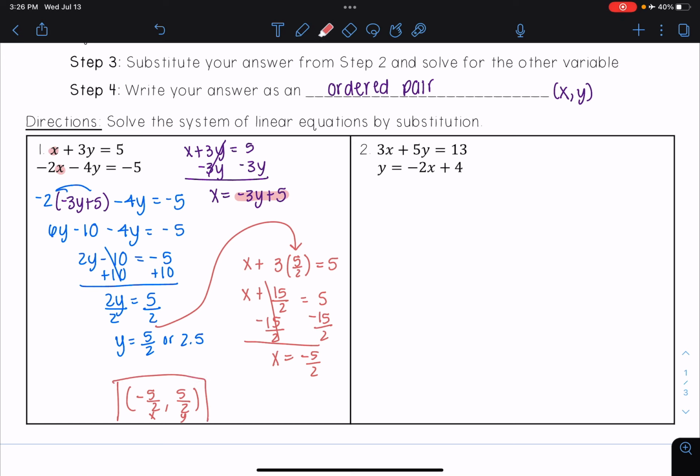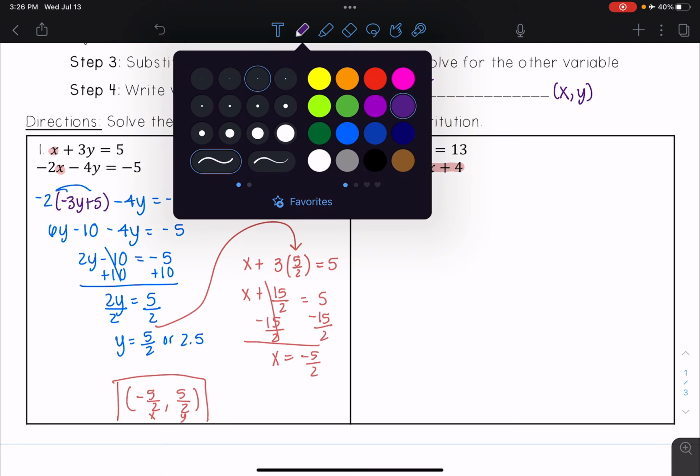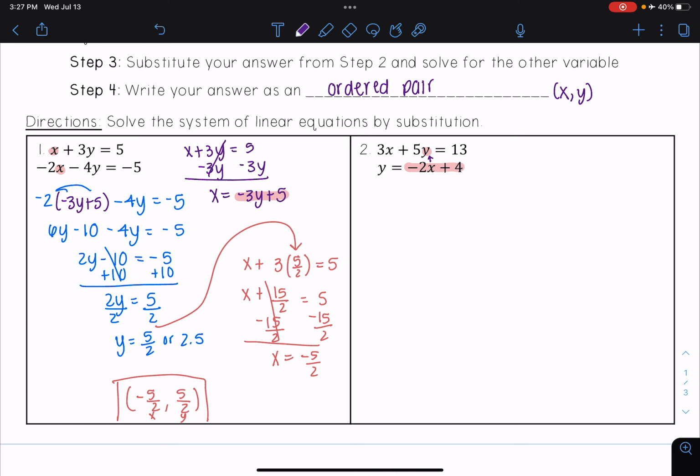Okay, let's try another one. So number 2, I have 3x plus 5y equals 13, and y equals negative 2x plus 4. So here my y is already isolated in my second equation, so I can go immediately to step 2. So I'm going to substitute in negative 2x plus 4 for y. And so when I do that, I get 3x plus 5 times (negative 2x plus 4) is equal to 13.